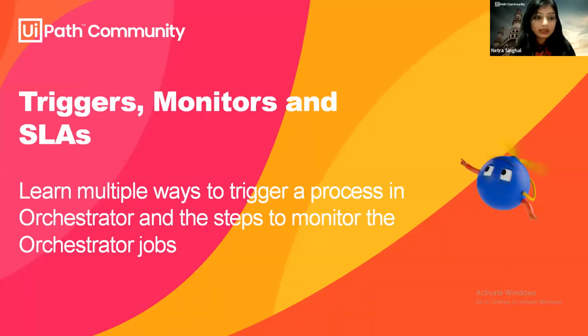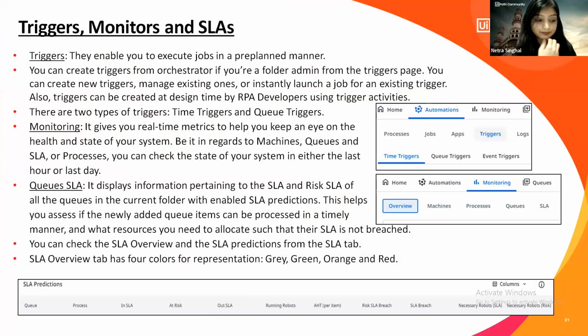Let's move on to the next topic, which is triggers, monitors, and SLAs. So all three will cover it together. You will learn the multiple ways of triggering a process in Orchestrator and the steps to monitor the Orchestrator jobs. Now let me tell you what is a trigger.